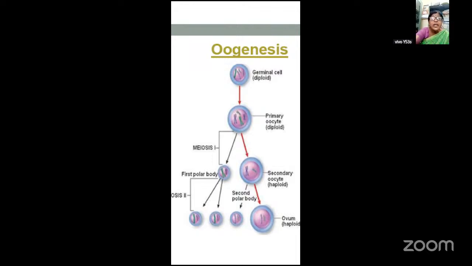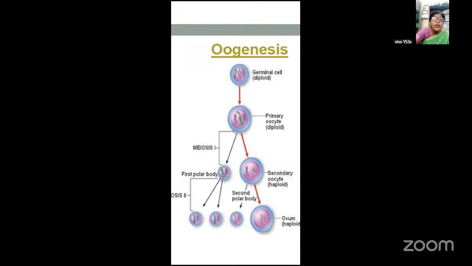Now, this primary oocyte undergoes meiotic divisions. Two meiotic divisions it will undergo. In the first meiotic division it will form what? A secondary oocyte, which is haploid, and it forms a first polar body. We have already seen what a polar body is. Now again, the secondary oocyte as well as the first polar body will undergo the second meiotic division, and this secondary oocyte, which is haploid in number, will form what? A single ovum, which is again haploid, and it forms a second polar body.